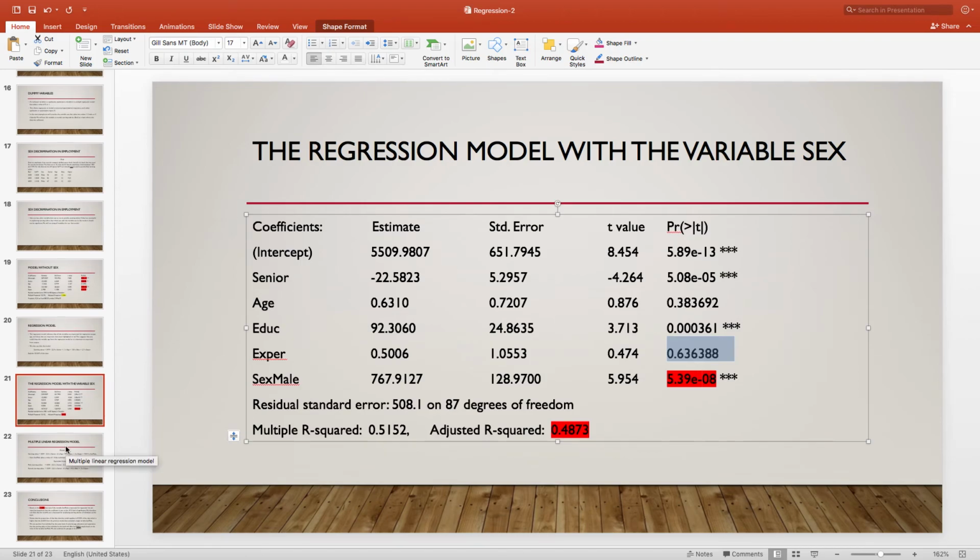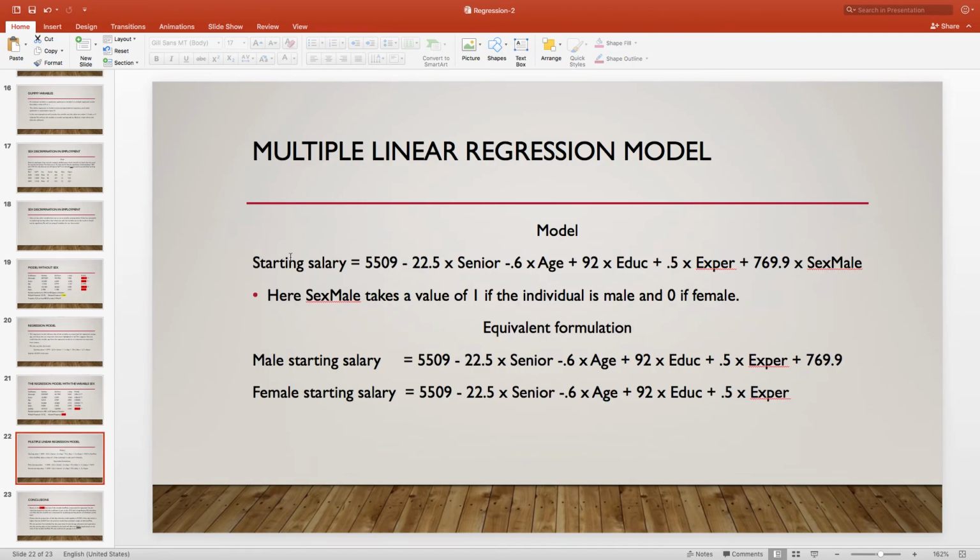So this regression equation says that starting salary is given by a base salary of 55.09 minus 22.5 times your seniority, minus 0.6 times your age, plus 92 times your education, plus 0.5 times your experience, plus 769 times the value of your sex. Your sex being 1 if you're male and 0 if you're female. So that's emphasized right here.